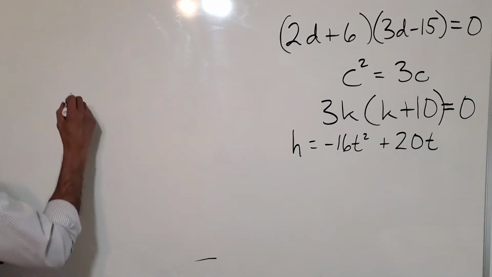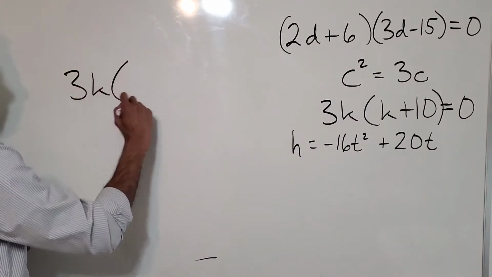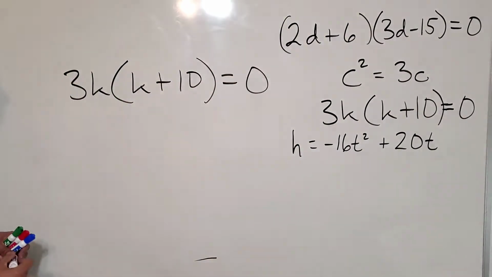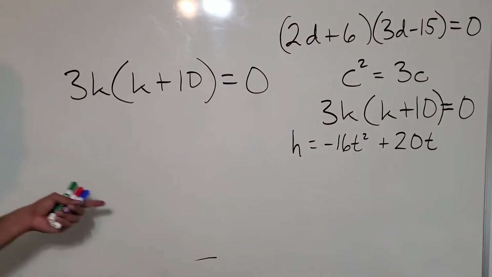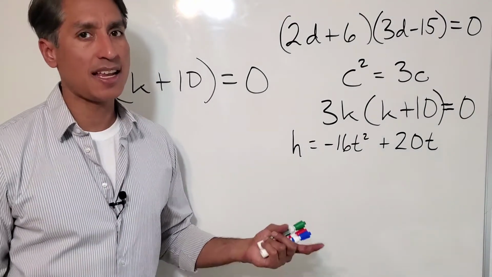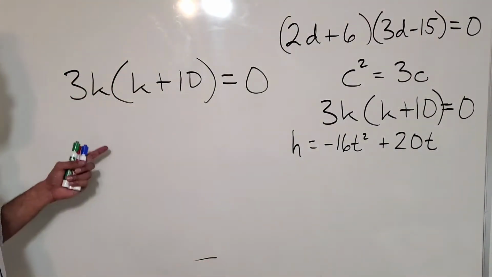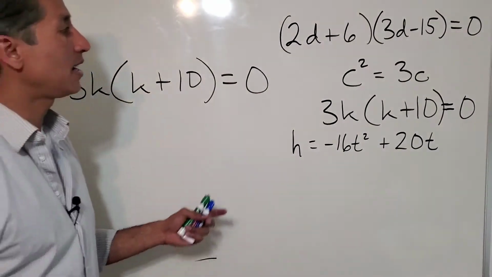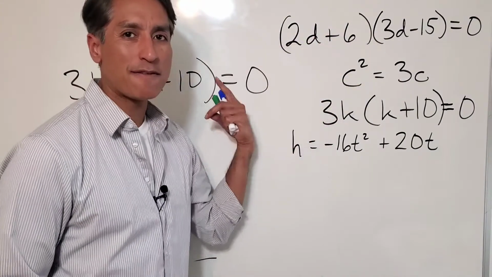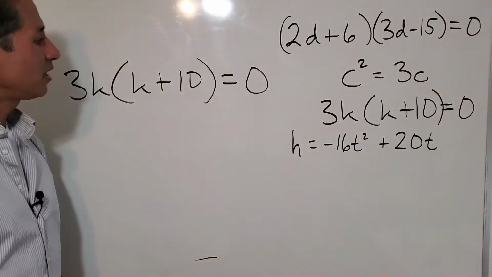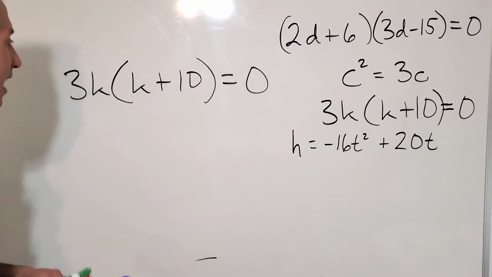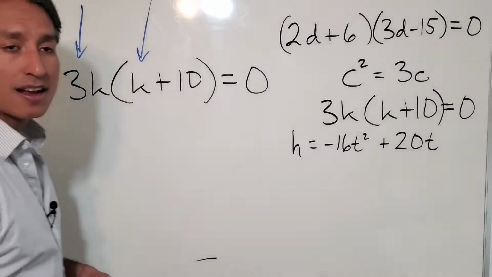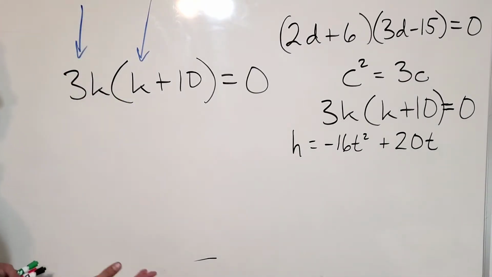I got 3k times k plus 10 equals 0. All right. So in this problem here, they've already done the factoring for you. So that's kind of nice because you personally don't have to bust stuff apart or come up with new answers or do anything crazy. They've already put it in a pretty straightforward situation here. And so now it's just a matter of looking at it piece by piece and saying, what numbers can I put there to make these parts equal to 0?